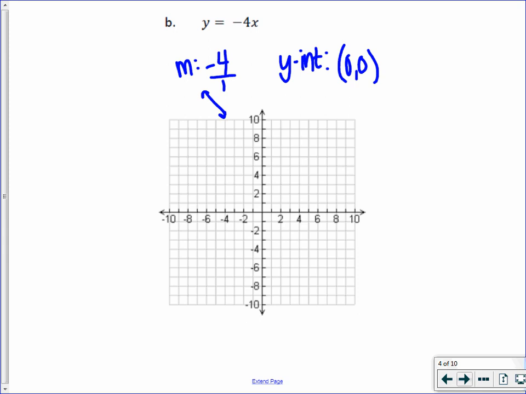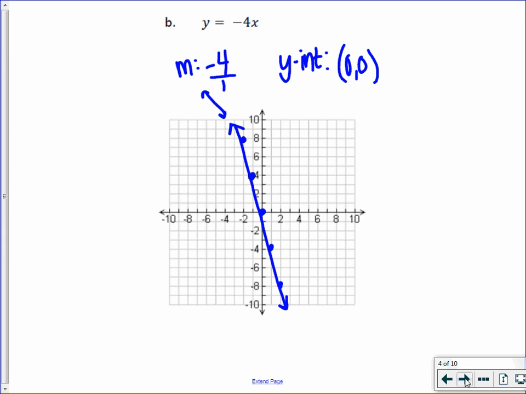All right, so we're going to plot our y-intercept. Our y-intercept is at the origin, 0, 0. And now we're going to go rise 4. It's a negative slope, so we go left 1. Rise 4, left 1. Now if we go down 4, we must go right 1. Again, connect your points with a line and with arrows.